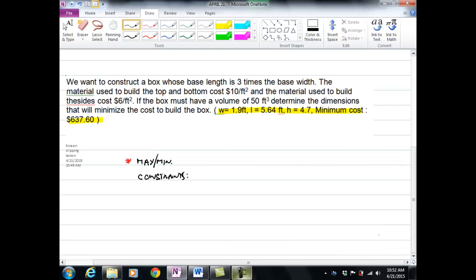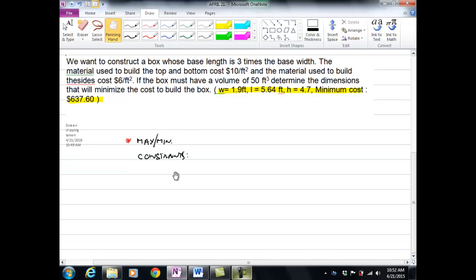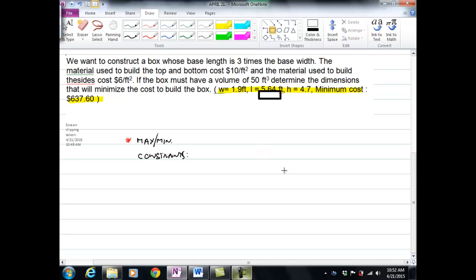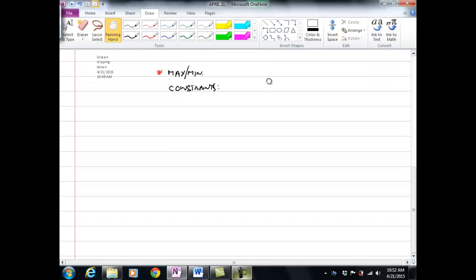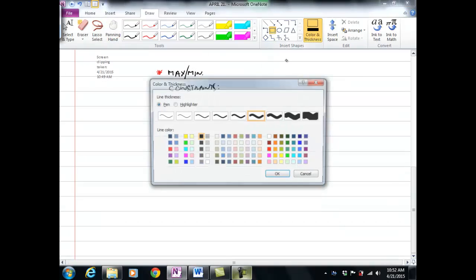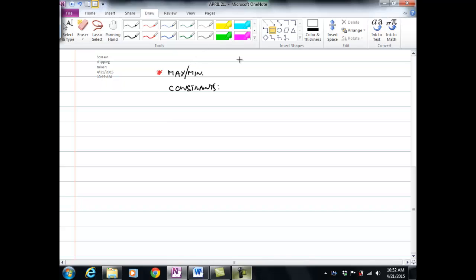Go. Does anyone have a constraint yet? I don't have a constraint? No constraints? Wow. Let's draw a box. So, whoa, my box is weird. Okay, let's just draw a simple box. I want to change the thickness of it. Okay, so let's draw a simple box right now. Here's my box. Very, very simple box.